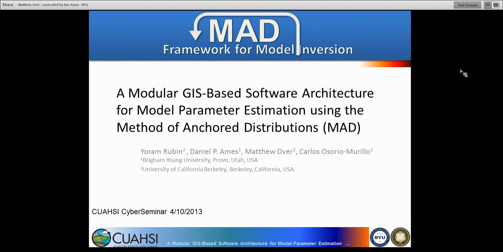Today we're going to have three speakers rather than the regular one. We have Matt Over, who's a graduate student working with Yoram Rubin at the University of California at Berkeley; Carlos Osorio, who is a graduate student at Brigham Young University; as well as Professor Dan Ames, who gave last week's cyber seminar about the development of Hydra Desktop. Today Matt, Carlos, and Dan will discuss a method for characterizing uncertainty in model parameters, and this software has actually been developed as a Hydra Desktop plugin.